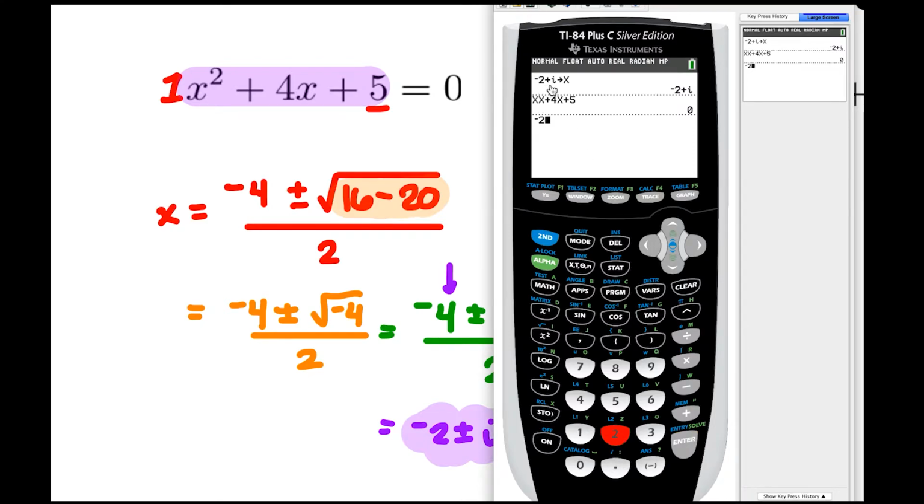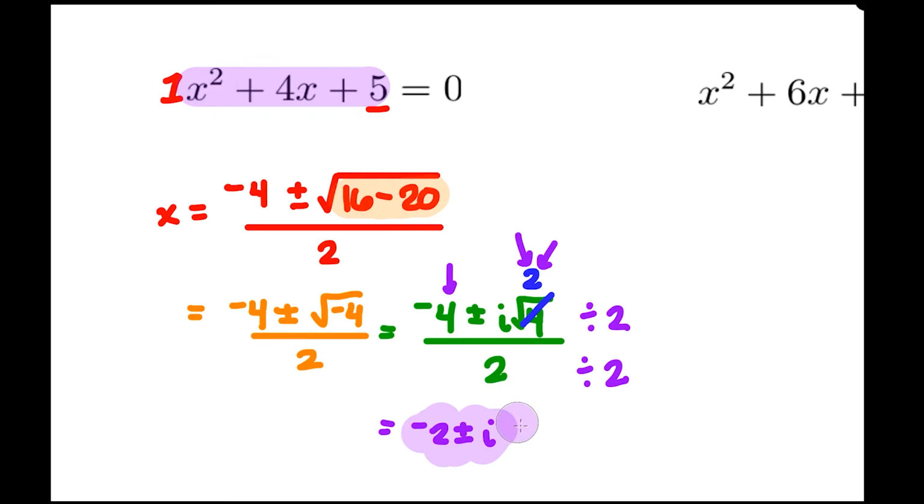So instead of negative 2 plus i, we're going to do negative 2 minus i. And again, we're going to do the same thing of just storing that in for x. Okay, and then I'm going to redo that expression that I had before, the x squared plus 4x plus 5. And if I solve this out, we should also get 0 if we have the correct solutions, which we get 0. So you know that this actually does work out.